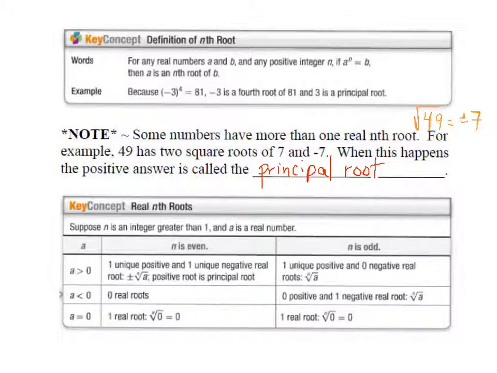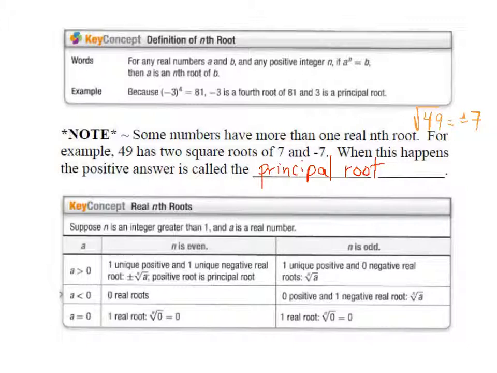If your a value is greater than 0 and n is even, so that means your nth root is even, then you have one unique positive and one unique negative real root. Your positive root would be your principal root. If n is odd and a is greater than 0, then you have one unique positive and 0 negative real roots. These are just rules here, so if they don't make sense, you will find out when they don't make sense.